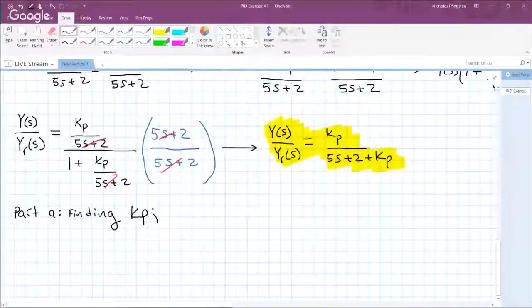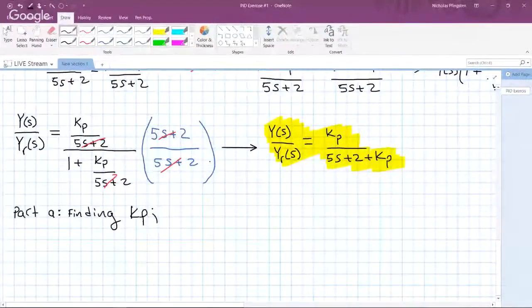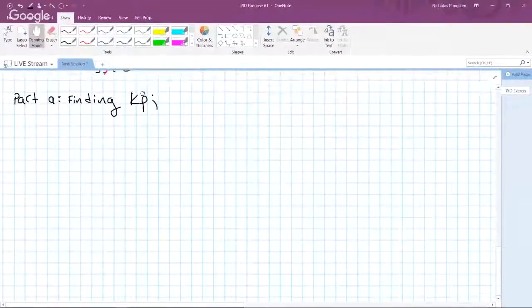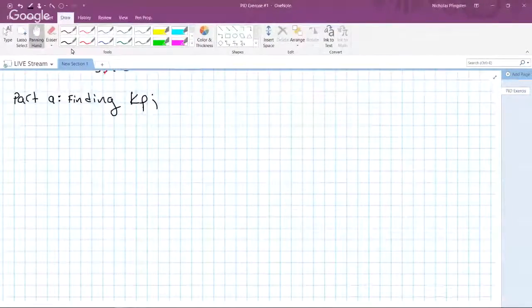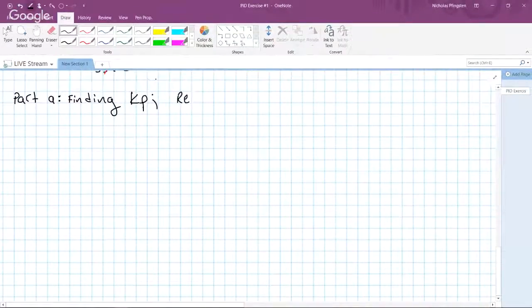So we're going to consider the final value theorem, finding Kp. So first thing we're going to do is recall that our error function is just Y sub r of s minus capital Y of s.